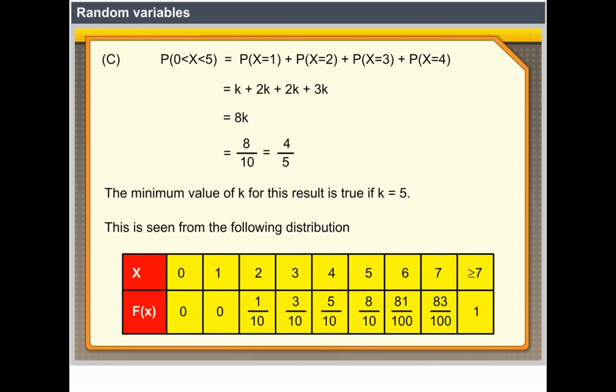0 stands for 0 and then 0 stands for 1. 1 by 10 for 2, 3 by 10 for 3, 5 by 10 for 4, 8 by 10 for 5, 81 by 100 for 6, 83 by 100 for 7, 1 for greater than or equal to 7.